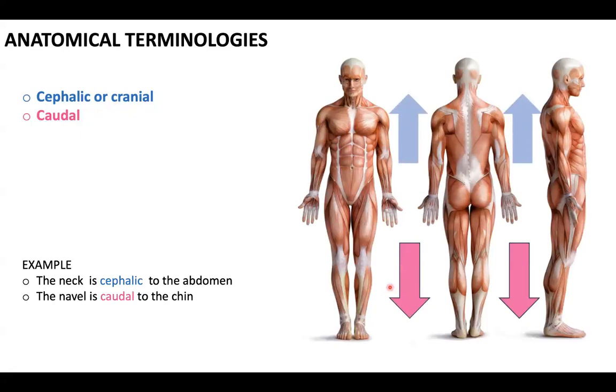So, for example, neck is cephalic to the abdomen, or simply we can say head is cephalic to the chest or thorax. So these are relative terms. Or we can also say abdomen is caudal to chest.